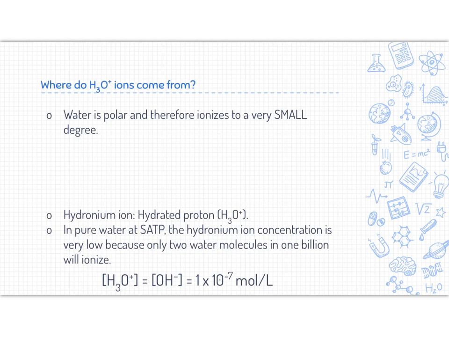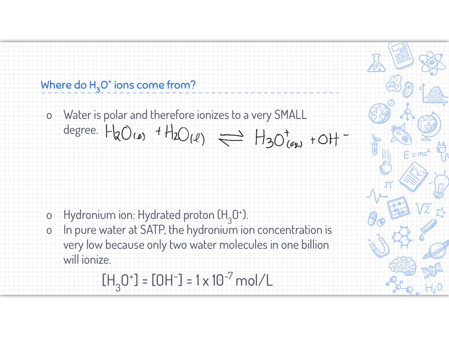Water is polar and therefore ionizes to a very small degree. What this means is when we have just pure water, if we were to test the conductivity, we would expect, because it's molecular, that there would be no ions and therefore no conductivity. However, what we see is that water does slightly conduct electricity. So over time, what they figured out is that two water molecules together will make H3O+ and OH-.